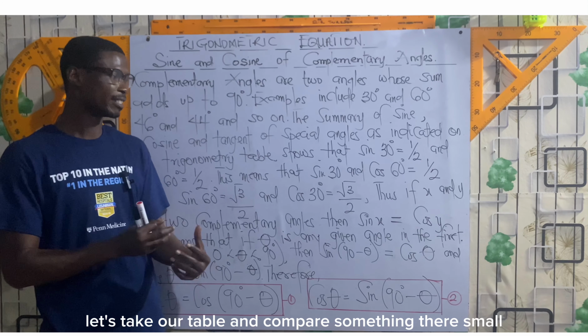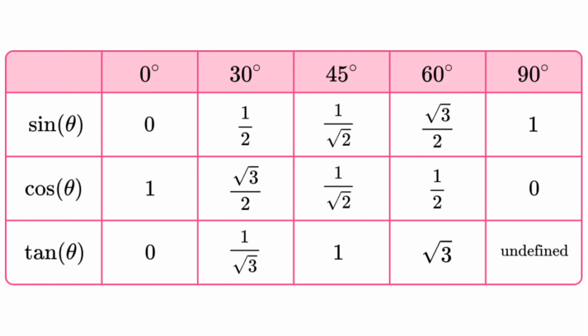Now, let's take our table and compare something small. From the table on the slide, we have 0 degrees to 90 degrees, and we have sine theta, cos theta, and tan theta. Sine 0 degrees will give us 0, and sine 30 degrees will give us half. Sine 45 degrees will give us 1 over root 2, which we can write as root 2 over 2 after rationalization. Then sine 60 gives us root 3 over 2, as we said in the notes.